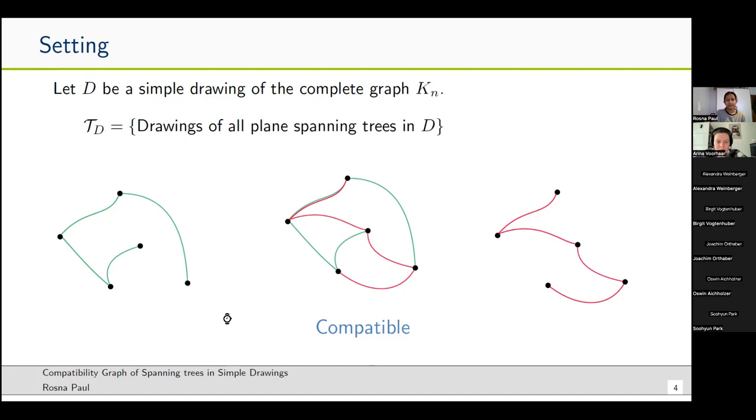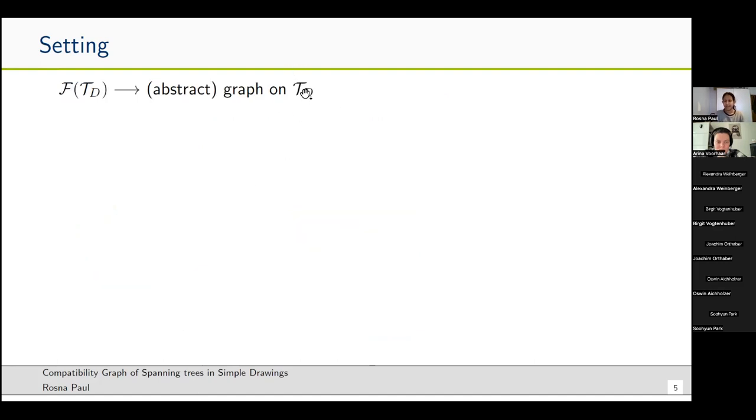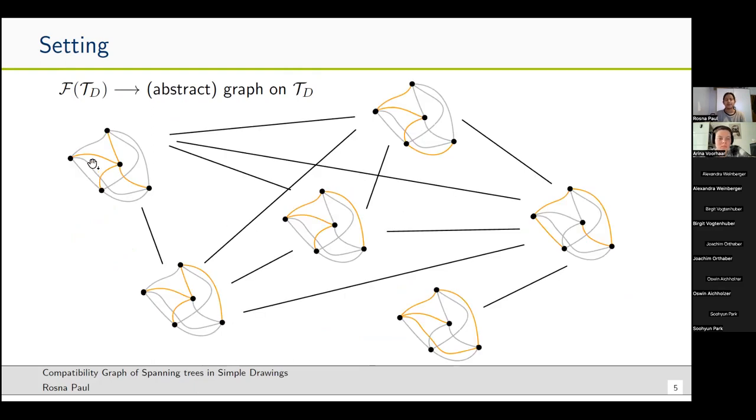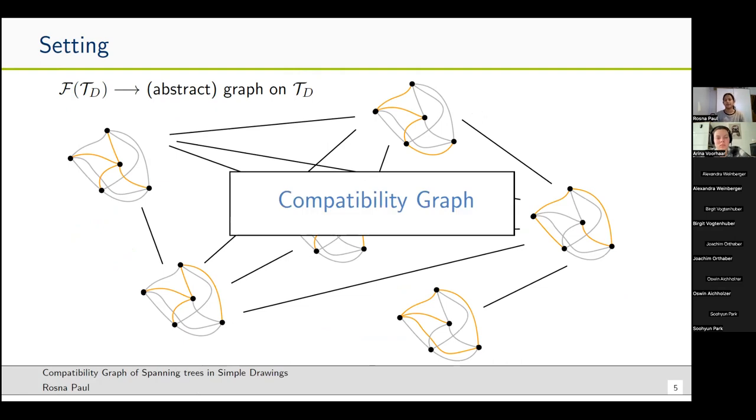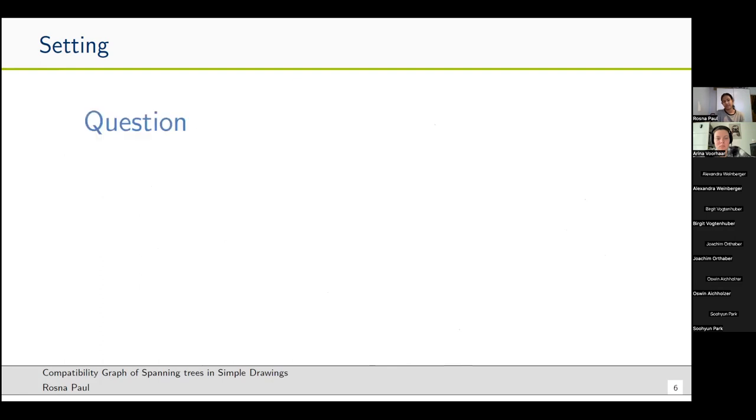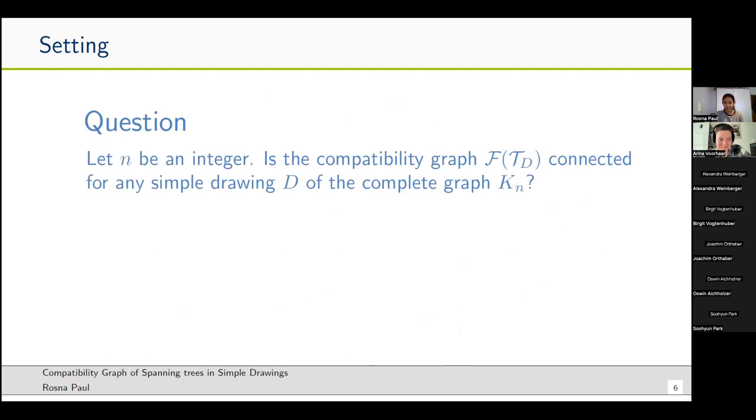Then, using this set as our vertex set and this relation of compatibility, we define a graph which is called the compatibility graph of plane spanning trees. In other words, we take each plane spanning tree as a vertex, and two plane spanning trees are adjacent in the graph if and only if they are compatible with each other. So we discuss the properties of the compatibility graph in a given drawing. The first question we can ask is whether this graph is connected or not. That is the main topic of our presentation.